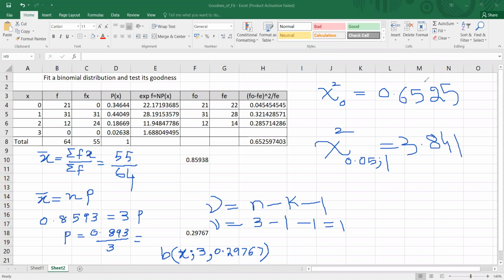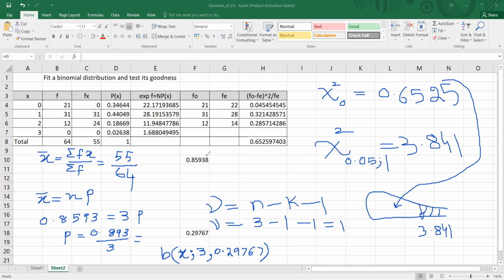Now we have both values, the chi-square observed and the chi-square critical. The values are 0.6525 and 3.841. The region beyond 3.841 is referred to as the critical region, and the observed number is in the acceptance region. The data provides sufficient evidence to conclude that the binomial distribution is good for the given frequency distribution, and we can apply the binomial distribution on this data set. So I am concluding this presentation.